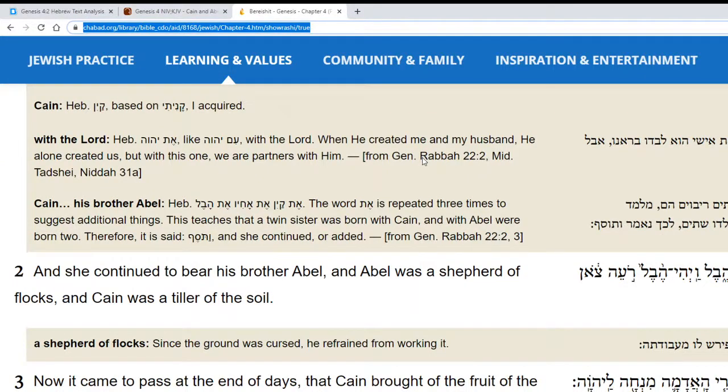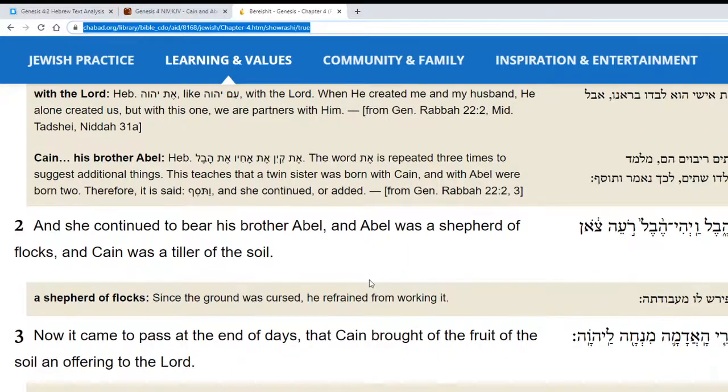And she continued to bear his brother Abel. See, I like continue better. And there's a reason why I tend to go with Chabad. And Abel was a shepherd of flocks. Yeah, I like that better. And Cain was a tiller of the soil. Okay?